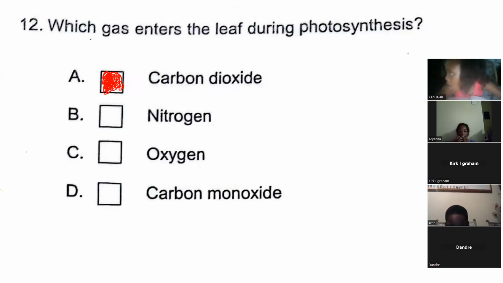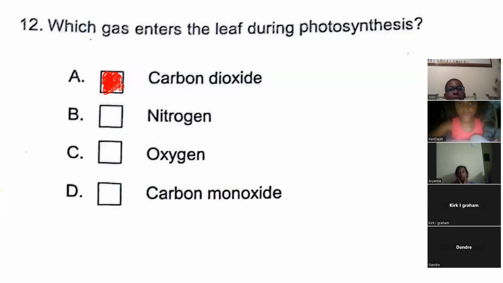So number 12 is carbon dioxide. So the gas that enters the leaf during photosynthesis is carbon dioxide. What is photosynthesis, by the way? Photosynthesis is the process by which green plants use sunlight to change carbon dioxide into sugar. Very good, that's correct. Photosynthesis is the way that plants make their own food.